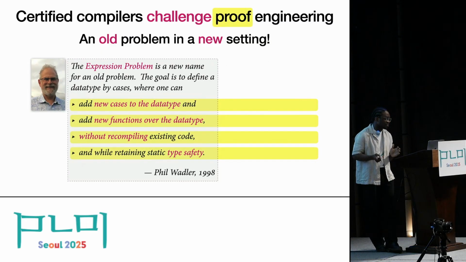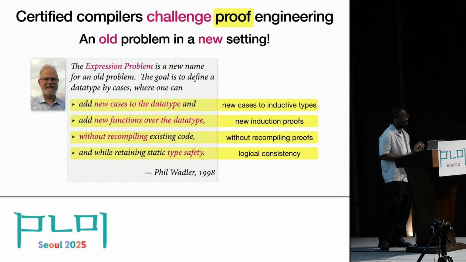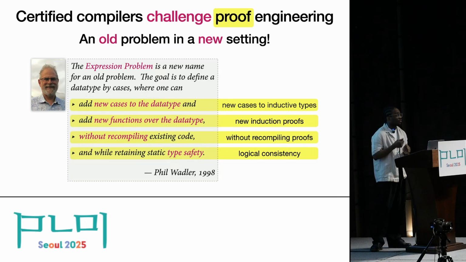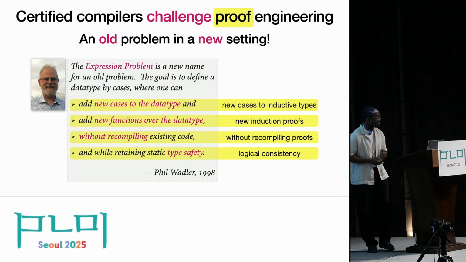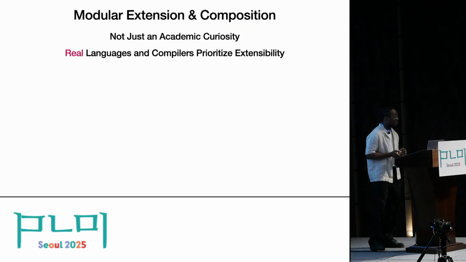But in the setting of proof engineering, it's a different case. We have inductive types, and I want to extend an inductive type with new cases. We have inductive proofs, and I want to extend an inductive proof with new cases. And I want to do so without recompiling proofs, and I want to maintain logical consistency in the proof assistant. And this is not just academic curiosity.